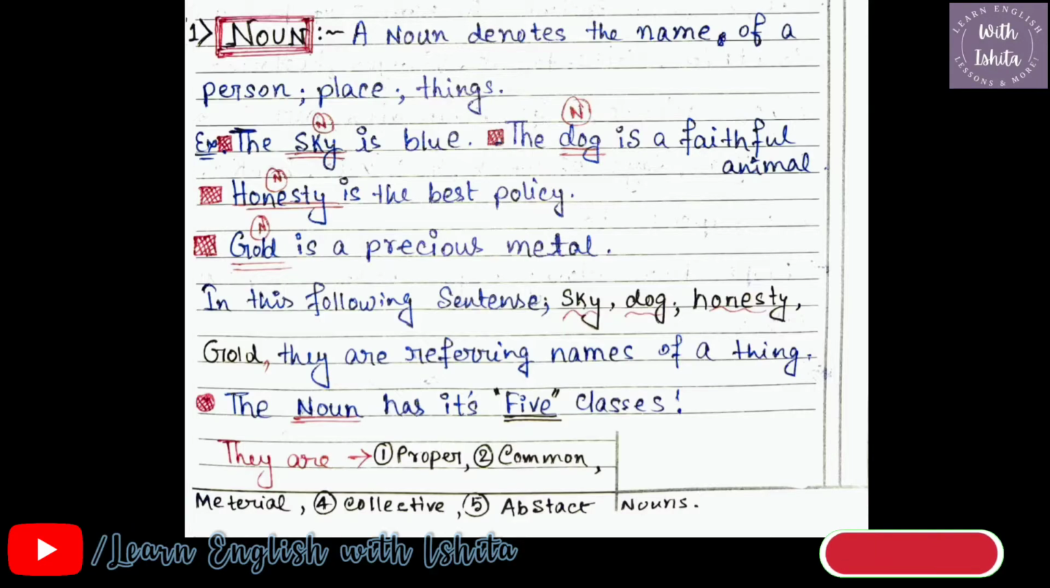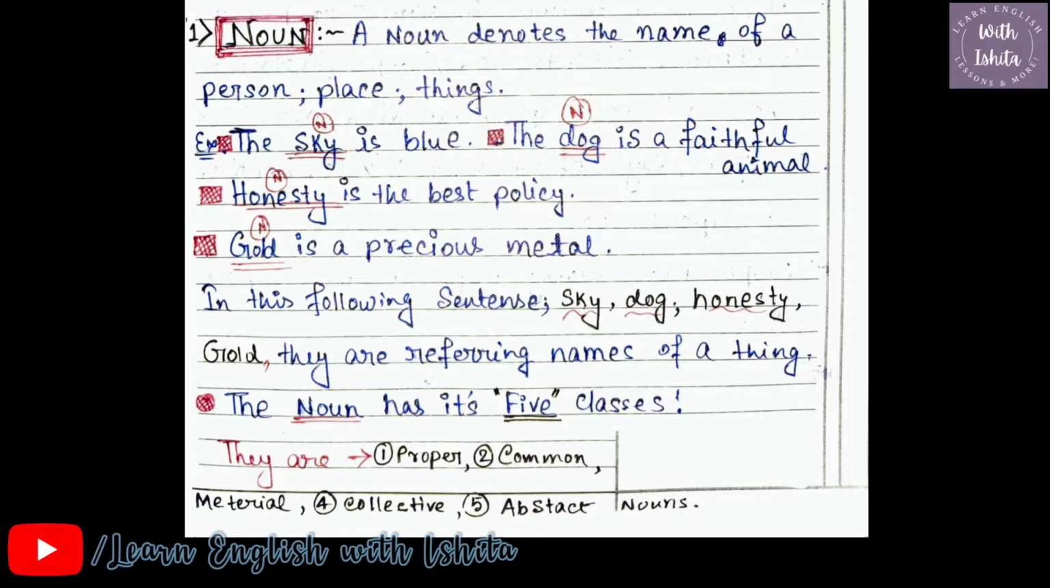First of all, let's talk about the noun. Okay, a noun denotes the name of a person, place, or thing. For example, the sky is blue. The dog is a faithful animal. Next, honesty is the best policy. Gold is a precious metal. In these sentences, sky, dog, honesty, gold are referring to the name of a thing.